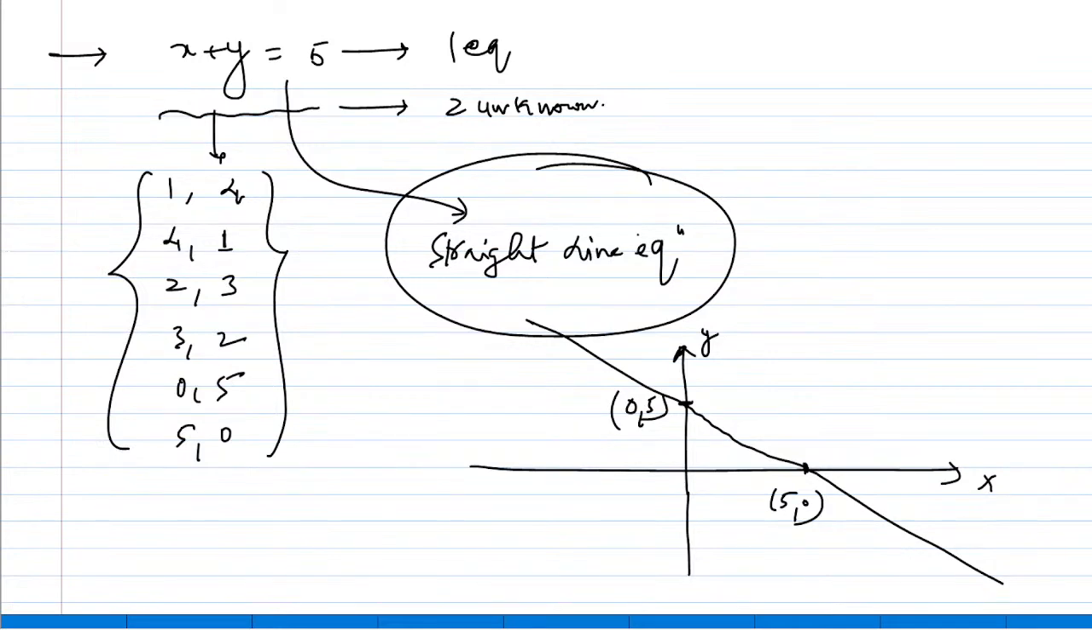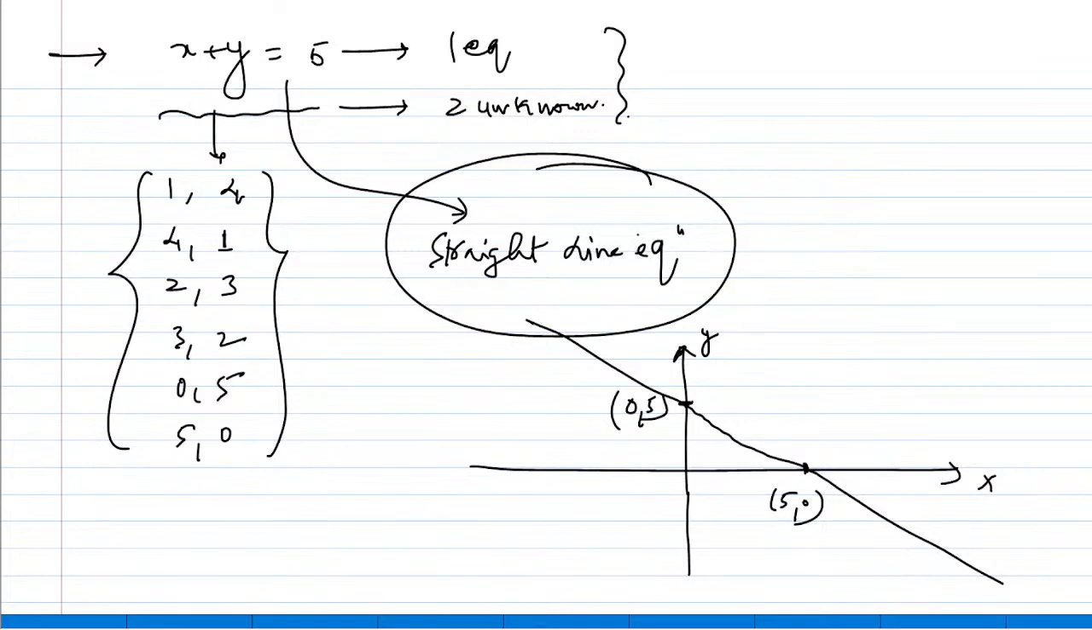On this line there are many values of x and y which satisfy the equation x plus y equal to 5. So we can't get a unique solution. Remember, in this case we can't get a unique solution, because there is one equation and two unknowns. You have to keep that in mind.